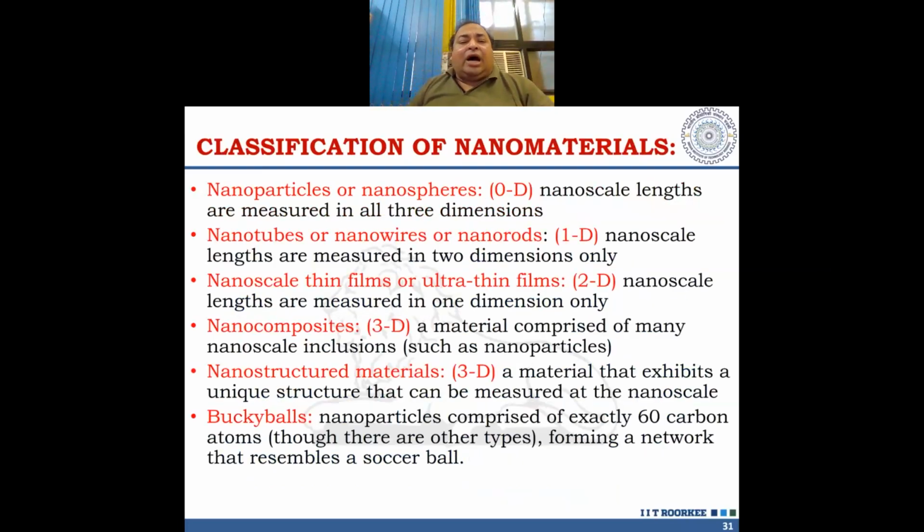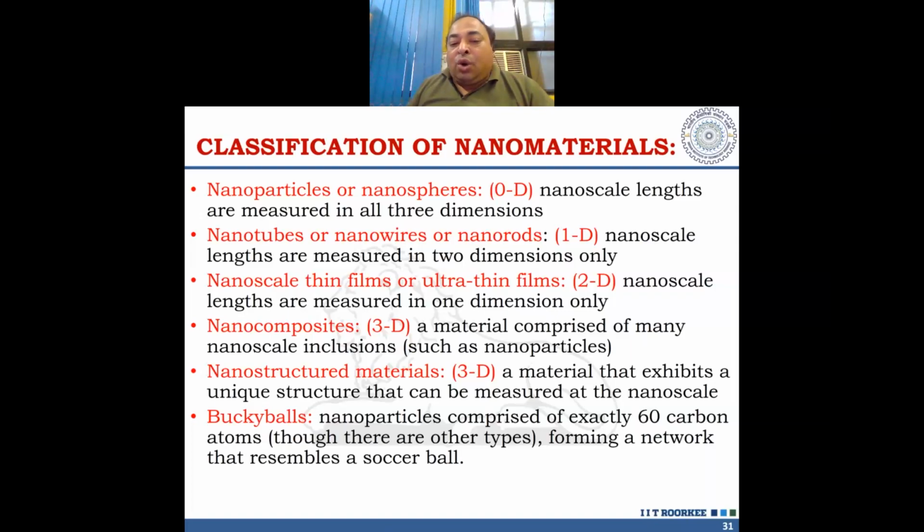And that brings us to the section where we are looking at different nanomaterials. 0D nanomaterials, which are called nanoparticles or nanospheres. Nanoscale lengths are measured in all three dimensions. When in all three dimensions they are able to keep the size within nanometers, then they are called nanosphere or nanoparticle or 0D nanomaterial.